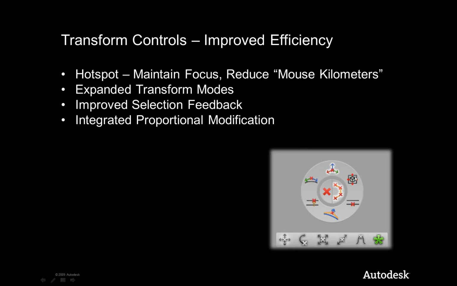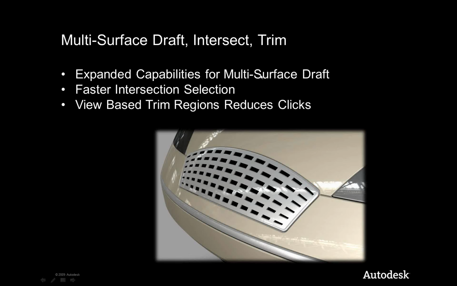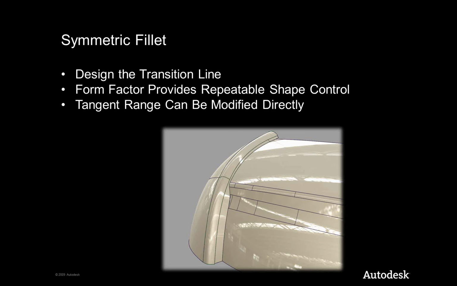We've expanded the number of transform modes, including the view, and given you better feedback, hopefully, in terms of what's U and B. Talked about the multi-surface draft, the fact that you have curve inputs, you can intersect flanges, and then the intersection and trim changes that allows for selection and much faster trimming than you've experienced in the past. And then the symmetric fillet, which we just finished.